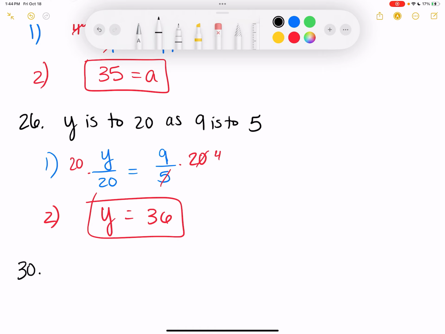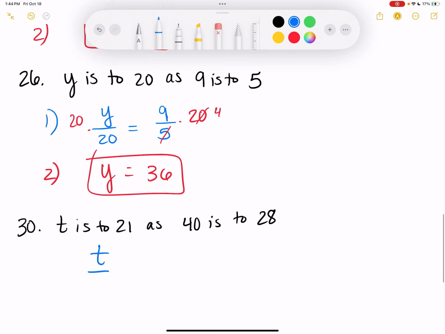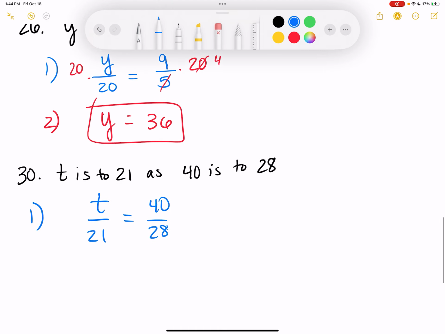36. 30. T is to 21 as 40 is to 28. How do I set this one up? T over 21 equals 40 over 28. That's step 1. Now what? Times 21.